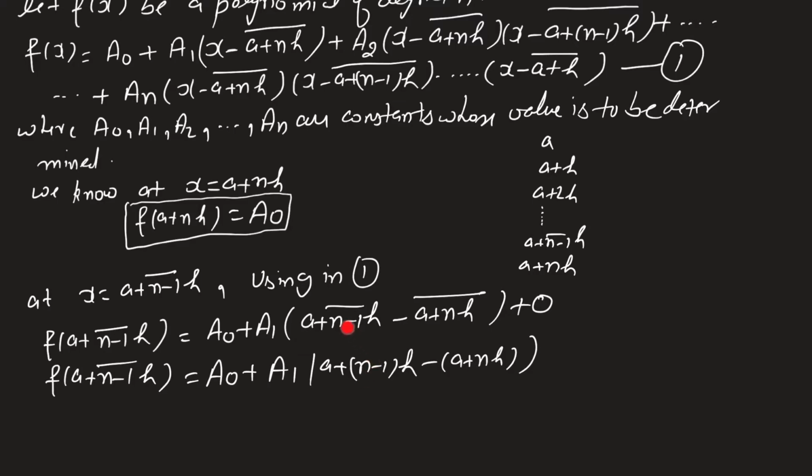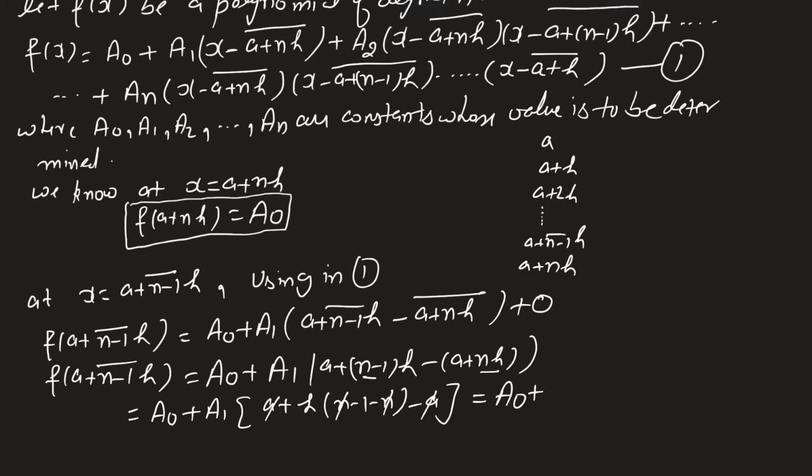I have used round parentheses in place of the square brackets, because I am now going to open them and cancel whatever is possible. Let me write it again. Further simplify: a naught plus a1, these terms combine, so I take h out: n minus 1, minus n, and minus a, this will cancel out, this n will cancel out, so we are left with a naught plus a1 into minus h.